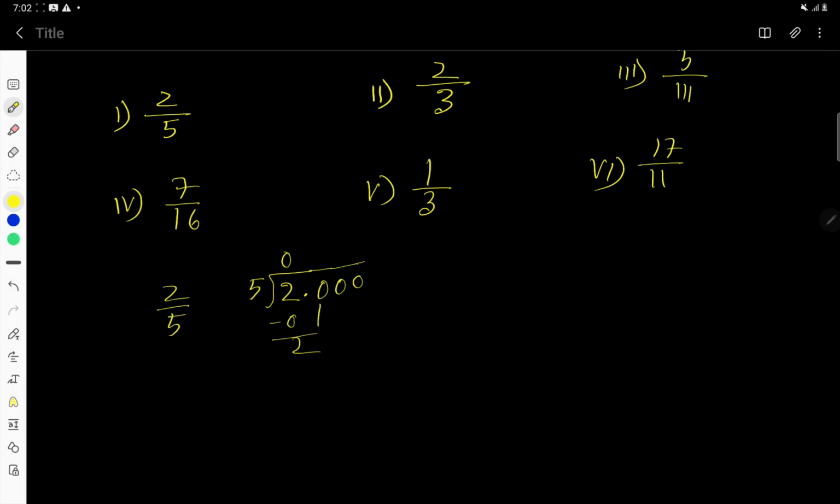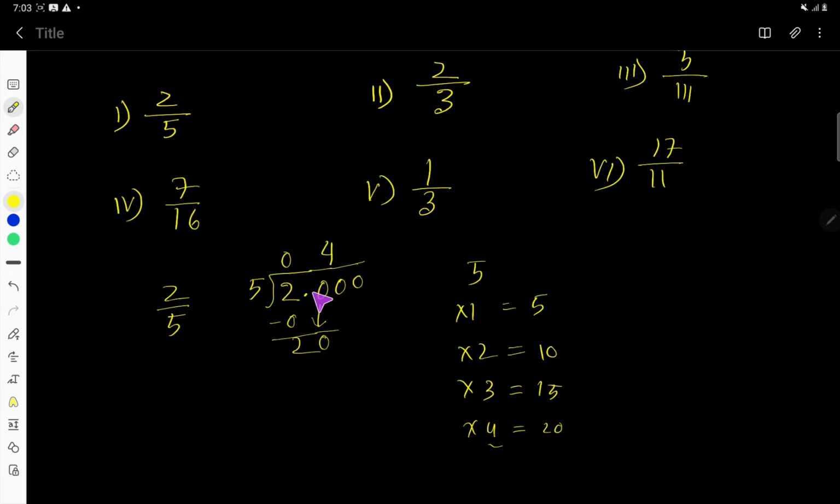Now bring down this first 0, so you have 20. 5 goes into 20 how many times? So you need the multiplication table of 5. 5 times 1 gives us 5. 5 times 2, just add 5 with this 5, 10, right? 5 times 3 gives us 15, just add 5 with this 10. Then 5 times 4, just add 5 with 15, that is 20, right? So look, here we have 20, here we have 20. So 5 goes into 20 four times. Write 4 above this 0.